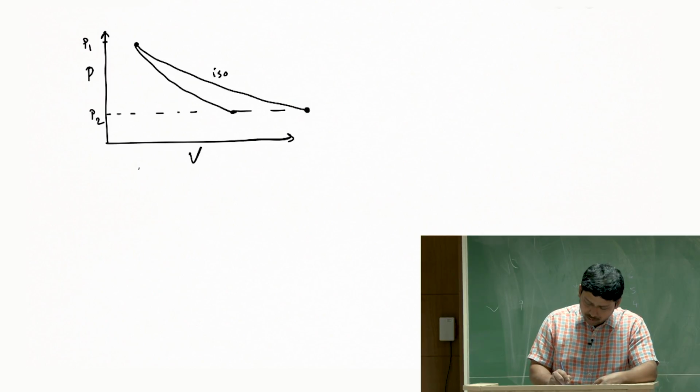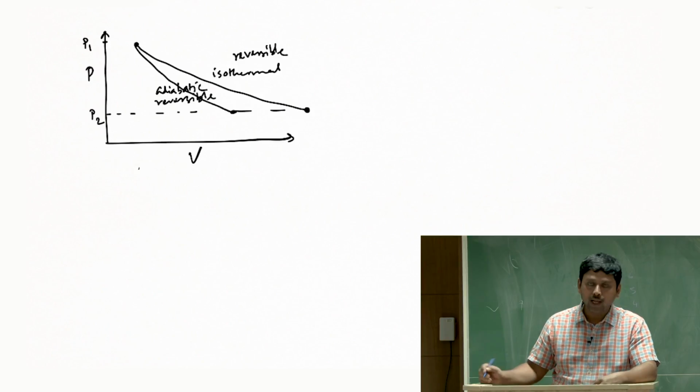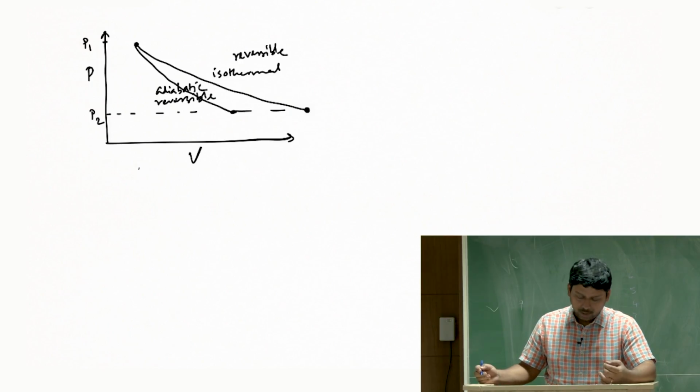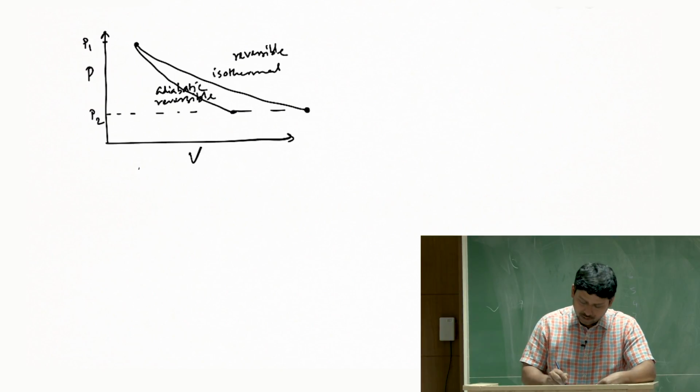So, let us say this is the isothermal reversible process and this is the adiabatic reversible process. Now, we would like to know what will be the work done for an irreversible adiabatic process, given that the final pressure is P2, the same as in the reversible process as well. So, let us say that for a reversible process the final volume is V2, but for an irreversible process let us say the final volume is V2 prime.